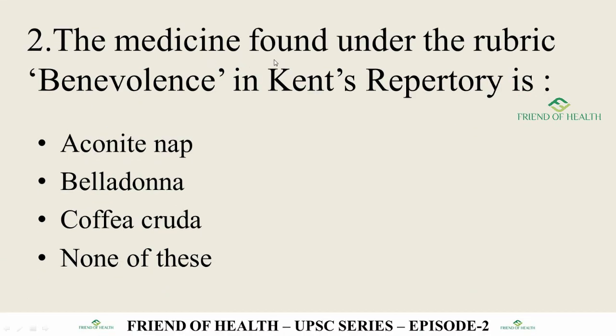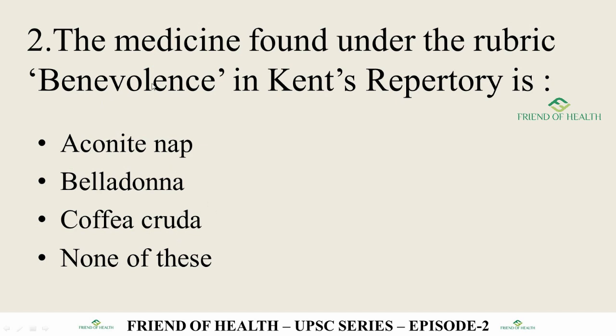So next question: the medicine found under the rubric benevolence in Kent's Repertory. Again a very repeatedly asked question. So this question also goes to the category of easy questions. Options are aconite and apis, belladonna, coffea cruda, none of these. When none of these or all of the above comes, we will have a slight confusion to eliminate or rule out that option. Otherwise, if there are factual options like aconite, belladonna, named options, we can easily eliminate one or two, because we are sure that it is not the answer or it is the answer. But when none of these or all of the above comes, we will have slight confusion and we may waste our time in reading again.